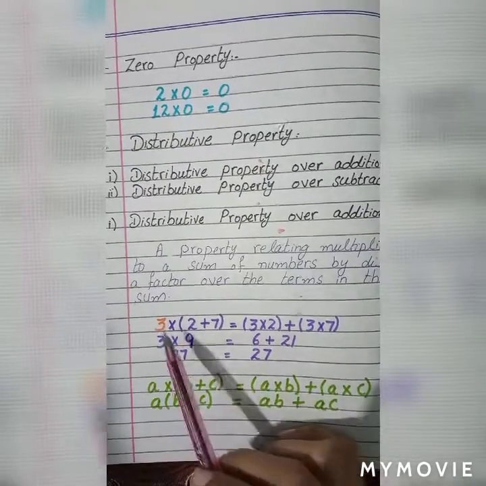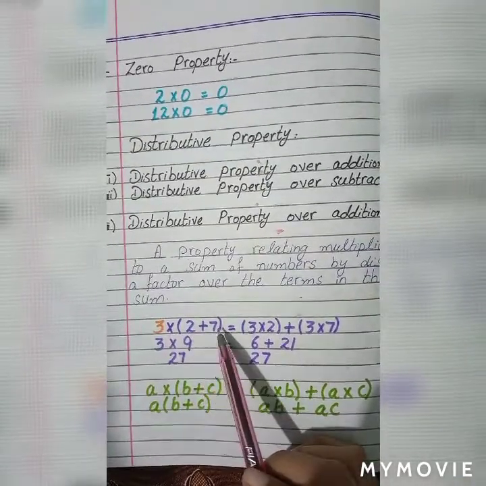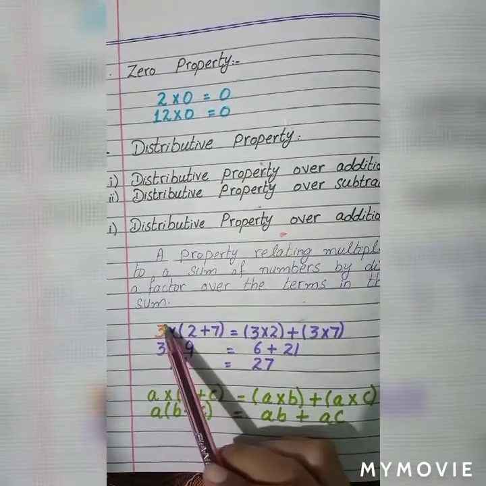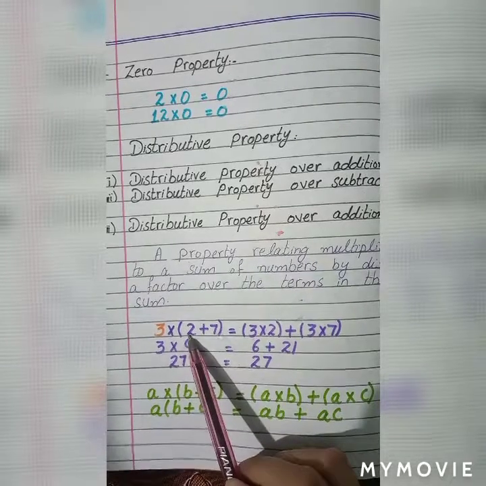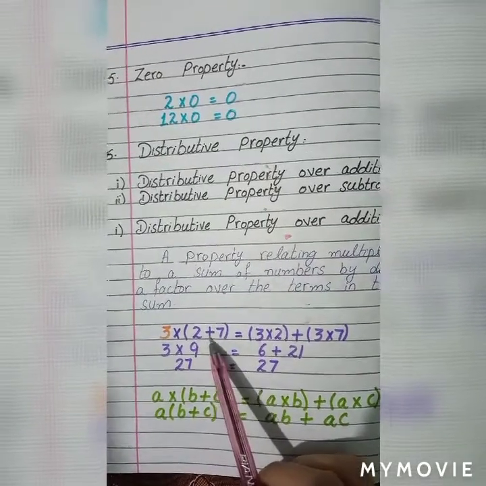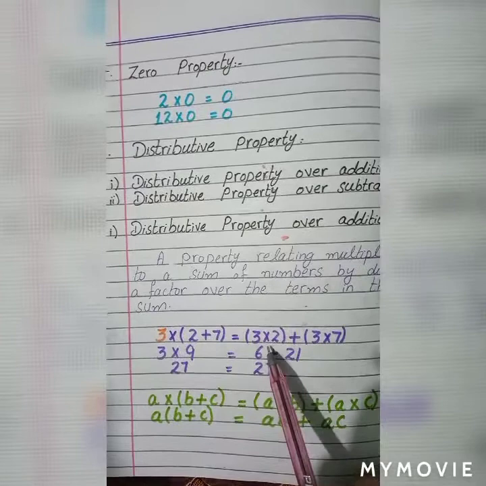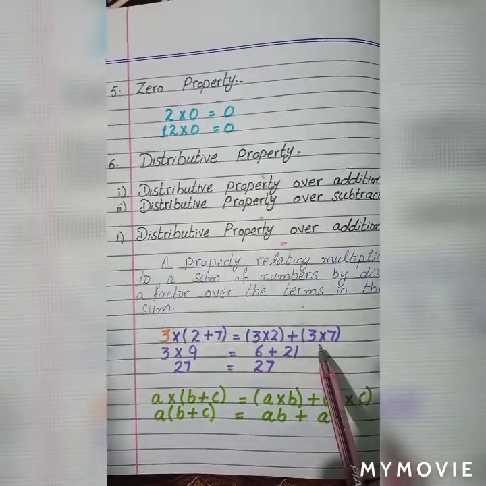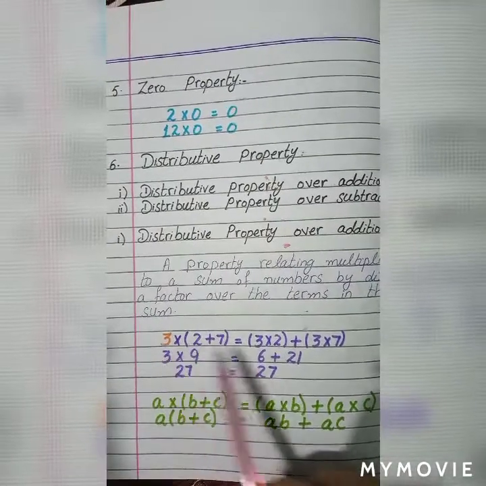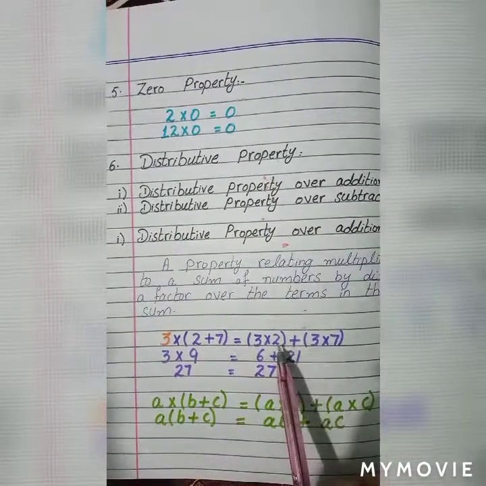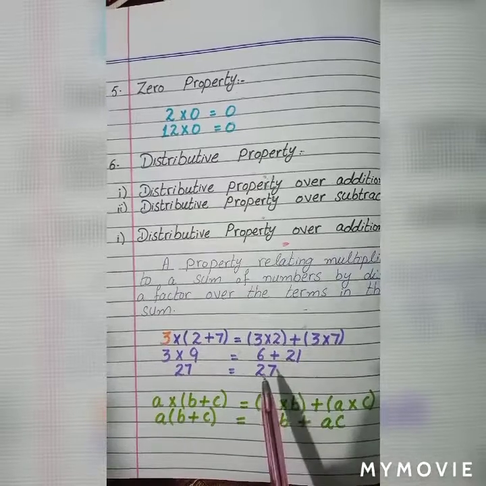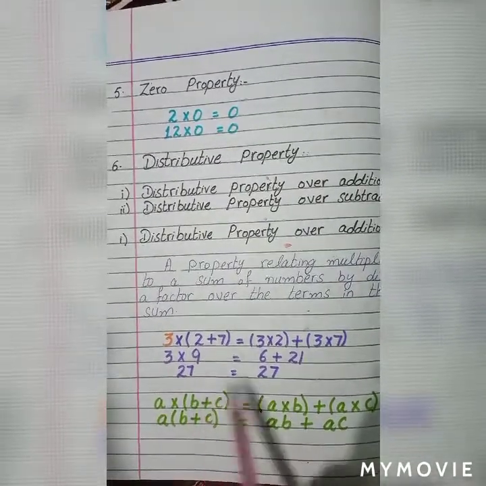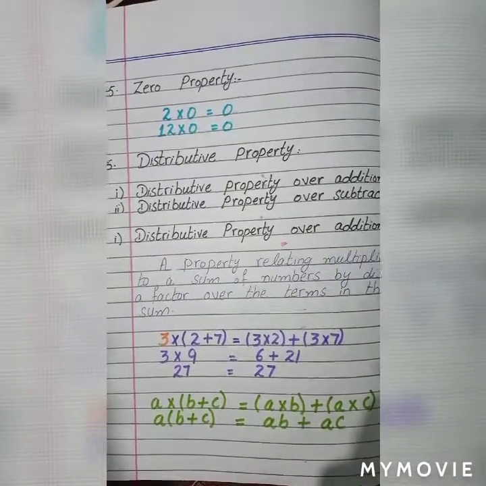And the example is 3 multiplied by (2 plus 7). Here the factor 3 is making a group with 2 and 7 over addition. That is 3 multiplied by 2 plus 3 multiplied by 7. While 3 is making a group with 2 and 7, we can see that there will be no change in the answer. The answer will be the same.